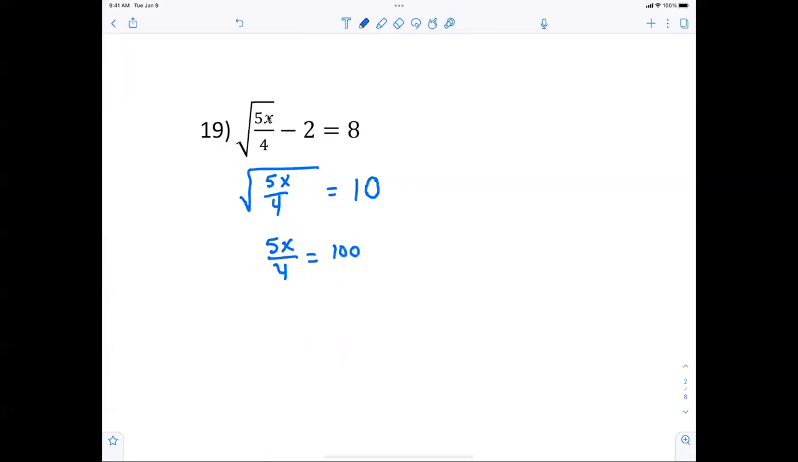Now, how do I get rid of the fraction? Times four. No. Reciprocal. So x equals what? 80. All right. I'm not arguing with you. You can just listen to me, or do it however you want.